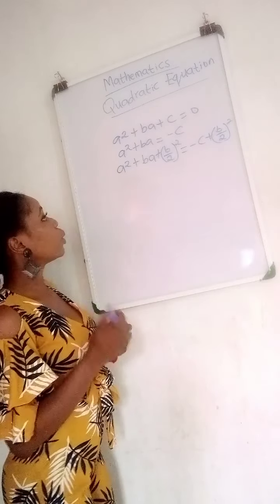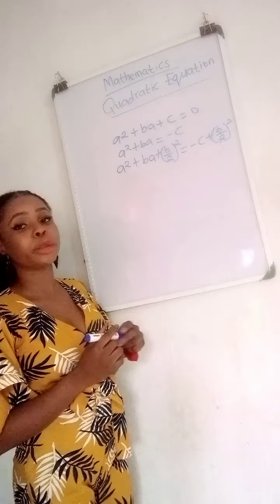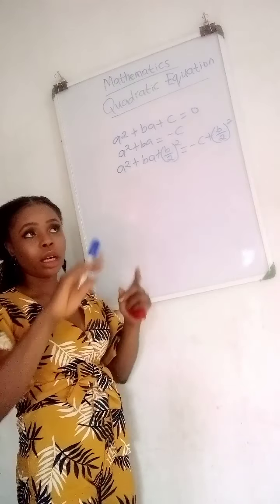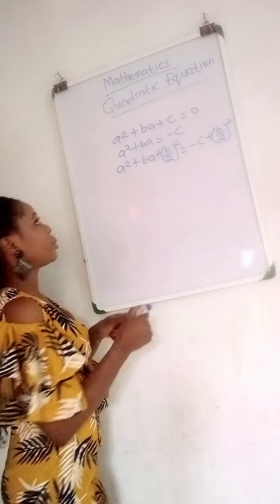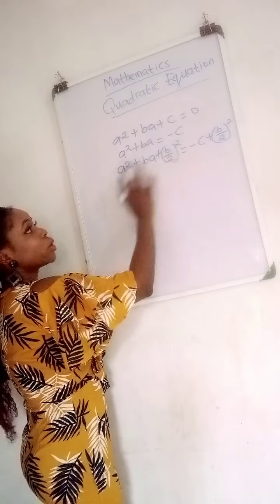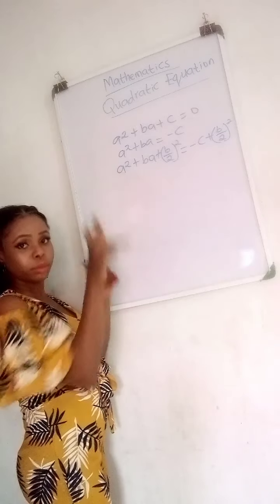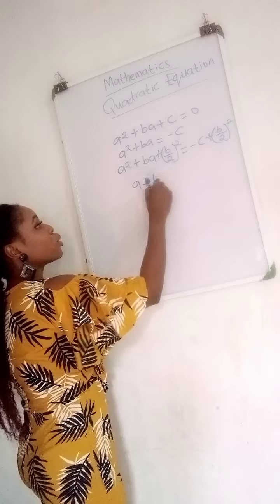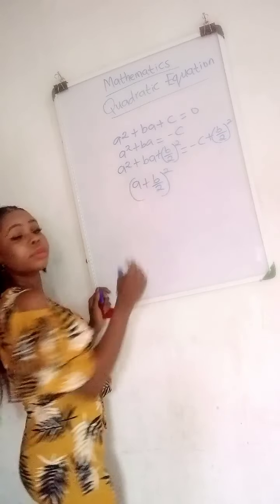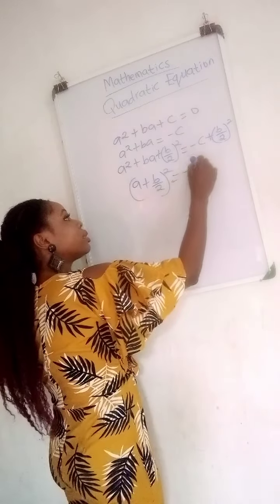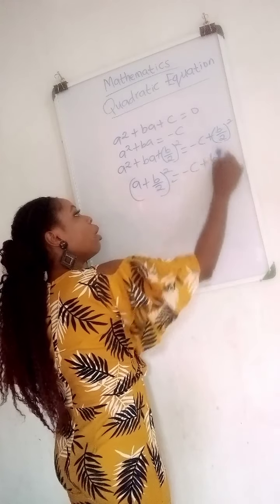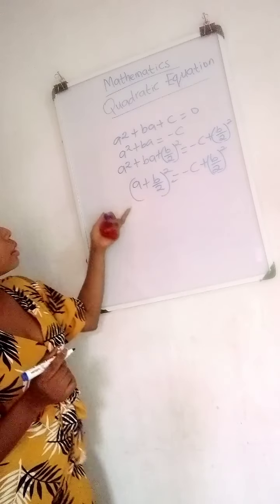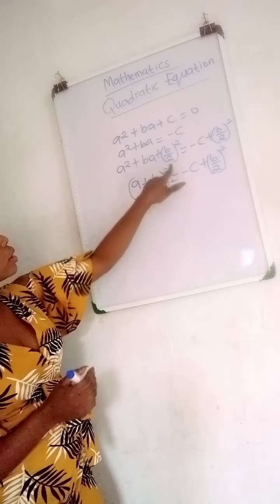Okay, now the next thing to do is to make this equation in the form of (x plus b) all squared, which means you get the squares together and put them in one bracket, which is (x plus b over 2) all squared equal to minus c plus (b over 2) all squared. Okay, when you've done this, then the next thing to do is to remove this square.